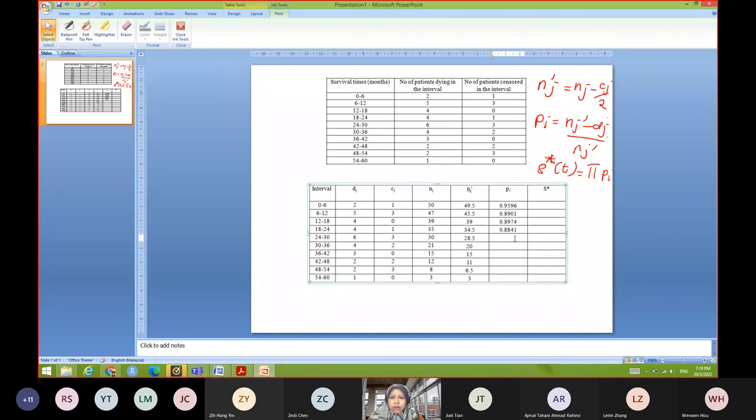I just want to double check that. Is that okay if the PI for the third interval is slightly higher than the second one? But it's okay because we are not looking for the probability of survival. We are looking for the product of the probability of estimated survival, right? So I believe that if you multiply each of your probabilities of survival, you can see that it will have a decreasing trend.